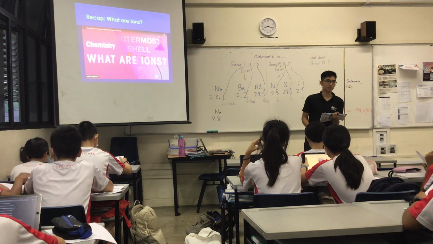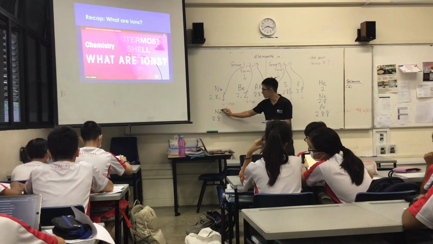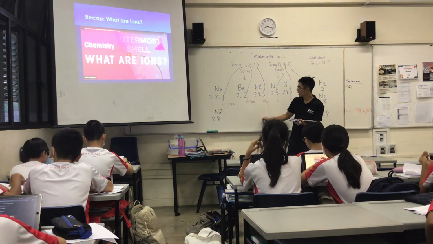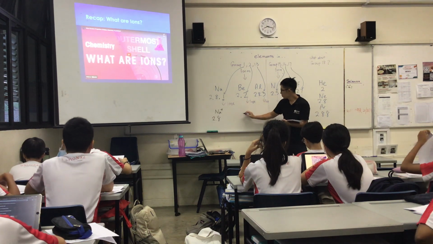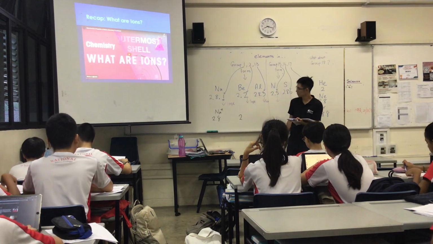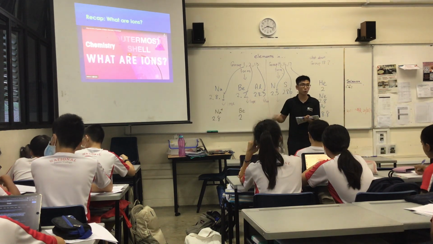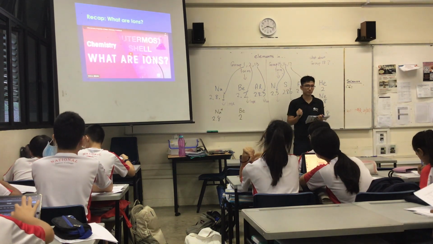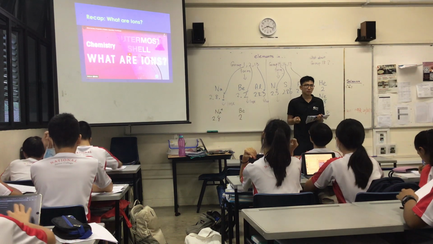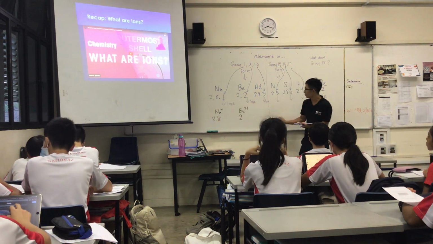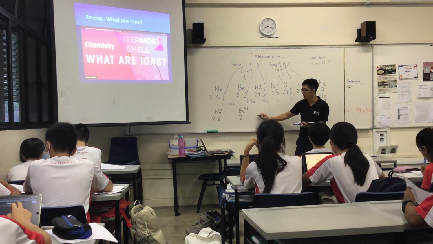Okay, yes, positive, just a positive. Let's look at beryllium. After it loses electrons, you end up with just a 2. What is the charge of beryllium now? It loses 2 electrons, 2 negative charges. 2 plus. What happens when aluminium loses its 3 electrons?